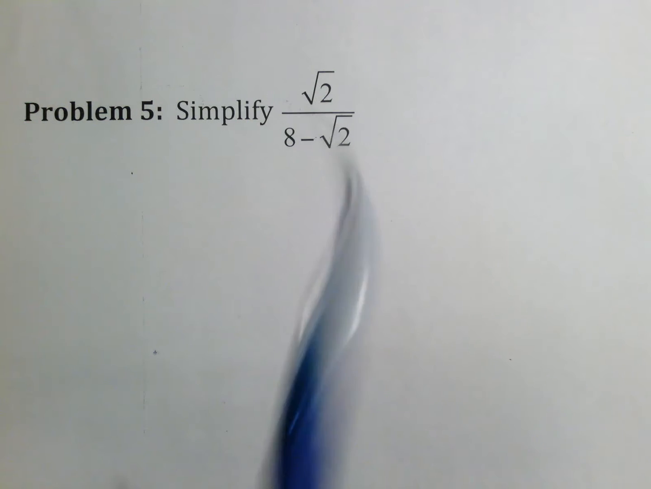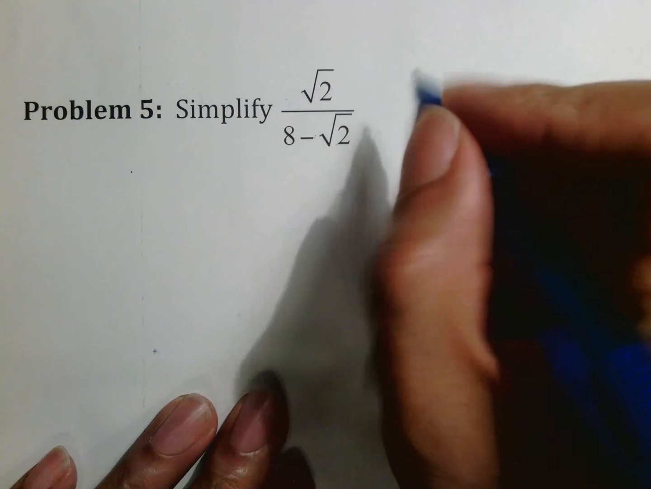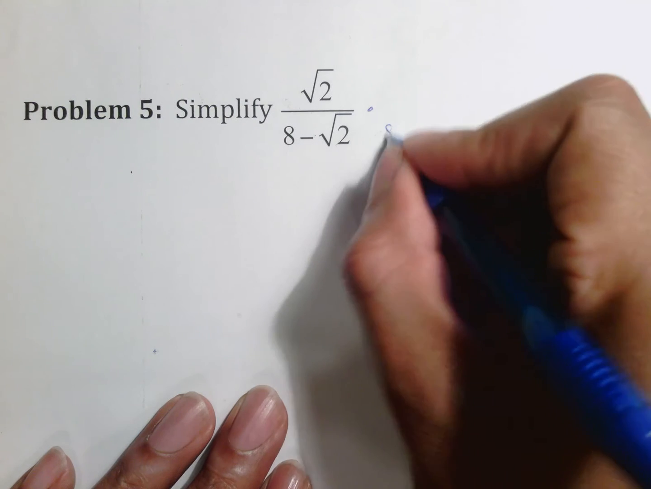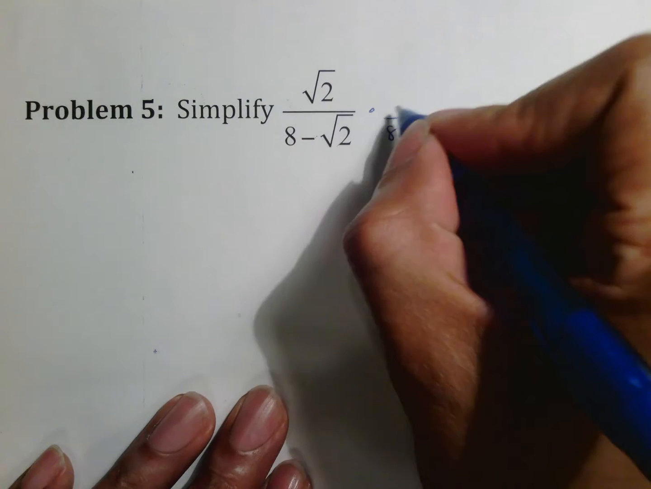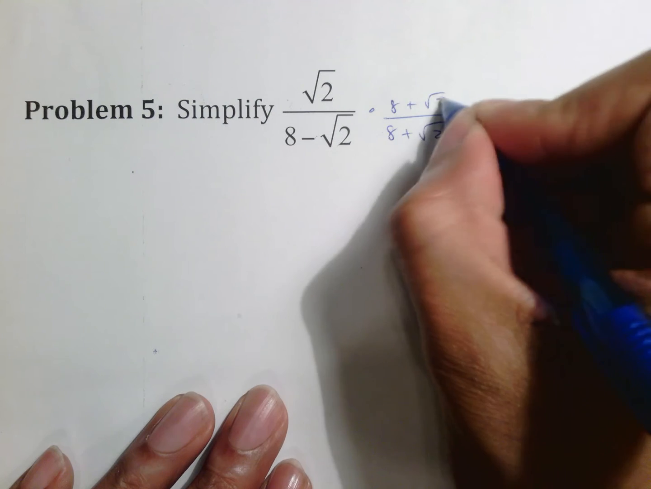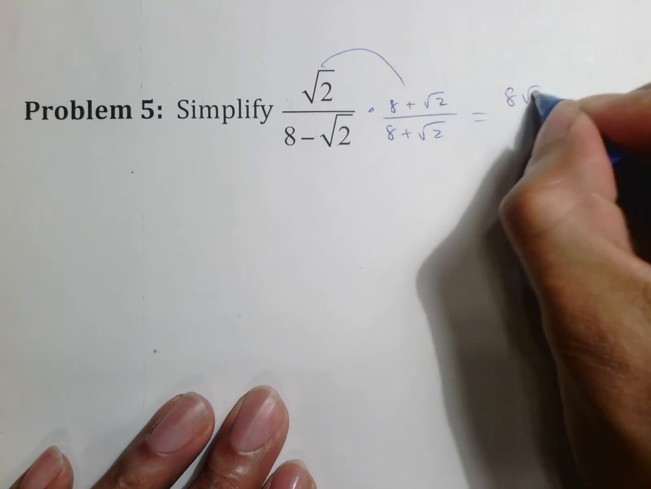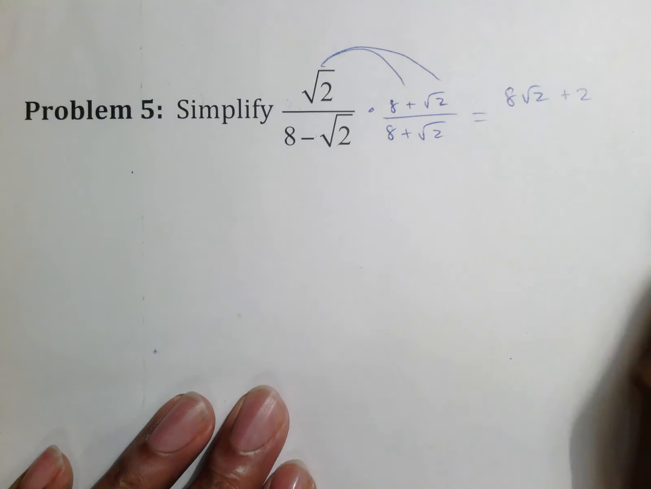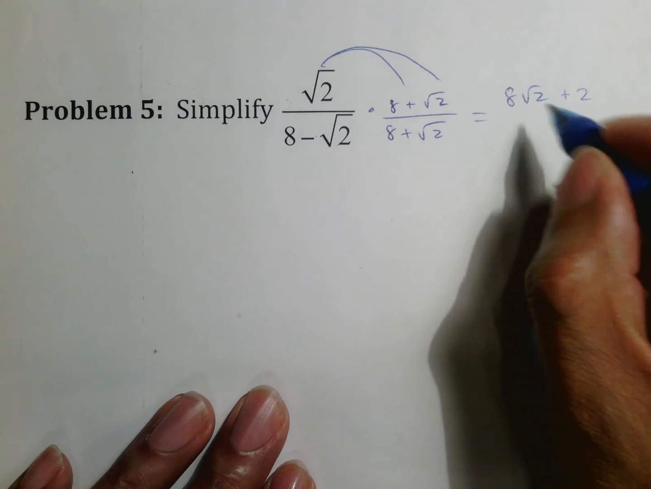Anyway, number 5, or problem 5, root 2 over 8 minus root 2. First thing again, we want to get rid of this on the bottom. We don't care about the top, but the bottom here, we want to multiply by 8 plus root 2. Remember, just change the middle sign, but that is on top and bottom. This multiplication here is 8 root 2, but pay attention here, root 2 times root 2 should be 2, because remember, a root times itself makes the number just come right on out.